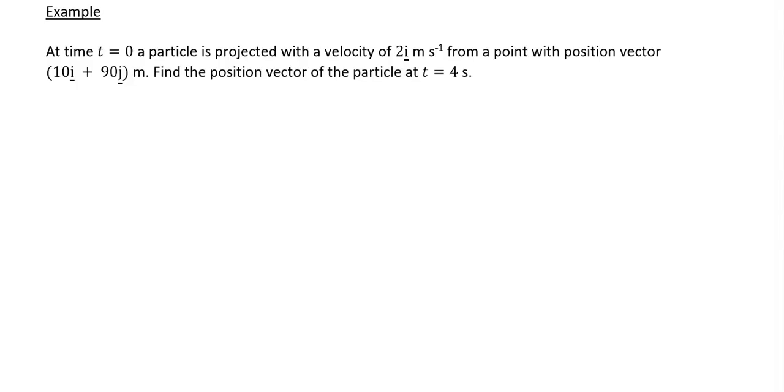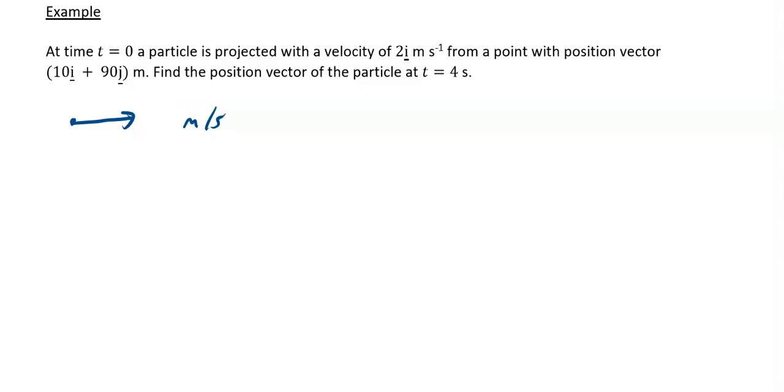Okay, this is an example where we've got our i and j vectors involved here. So it says at time t is equal to 0, a particle is projected with a velocity of 2i. So i, remember what i looks like if you have a Dewey diagram. i is the unit vector, which is 1 to the right, and j, remember, is a unit vector which is 1 vertically up. So this thing is starting with 2i, so it's starting just going 2i horizontally, so it's completely going horizontally, this thing.